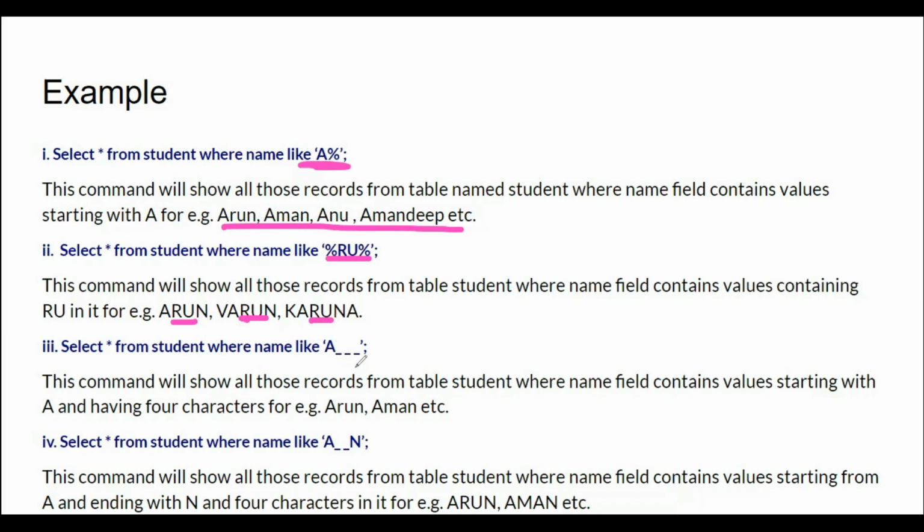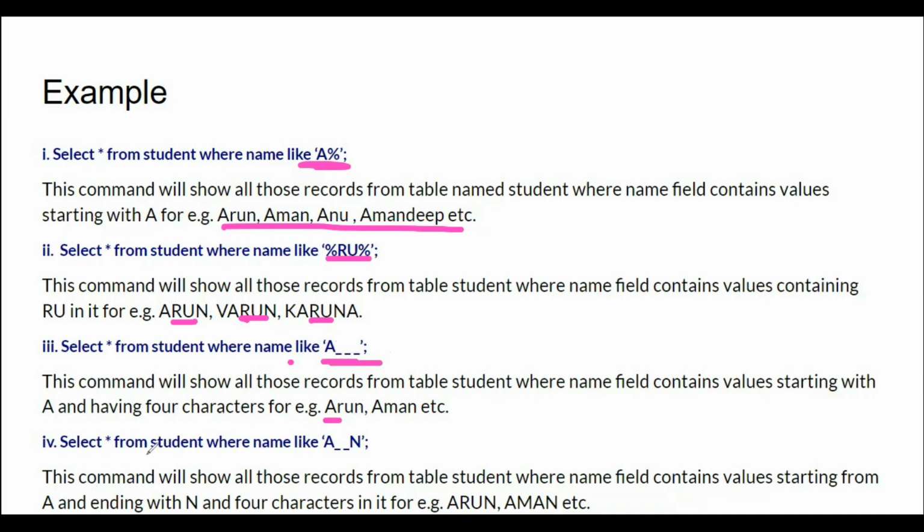Next one, I have given A. After that, I have given 3 underscore symbols. Then the word should be a 4-letter word. It should start with A and it should have only 4 letters. So those words alone will be picked and shown.